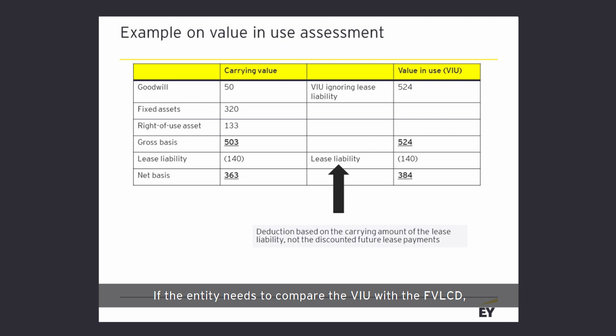if the entity needs to compare the value in use with the fair value less cost of disposal based on a situation where the associated lease liability would be transferred to the buyer. The entity must determine the carrying amount of the CGU, deducting the lease liability, and must deduct the lease liability from the value in use as well, which is a net basis. Under either basis, the headroom will still be the same, and this means 21 in this example.